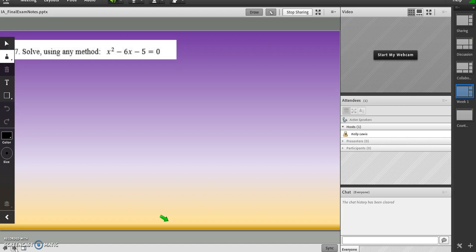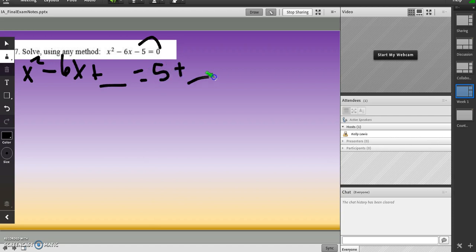I used the quadratic formula on the answer key, and so I'm going to do completing the square on this one. You can see it doesn't matter which one you pick. All right, so if I want to do completing the square, I need to move that 5 over. And so I get x squared minus 6x plus blank equals, and when I add 5 to both sides, I get 5 plus blank.